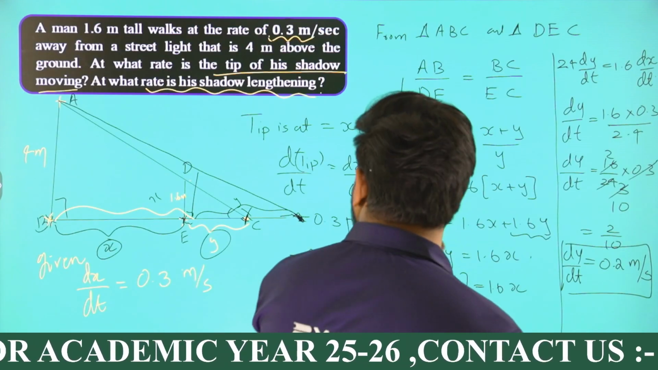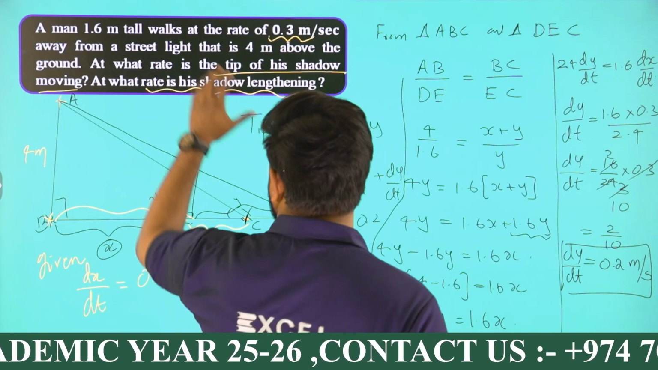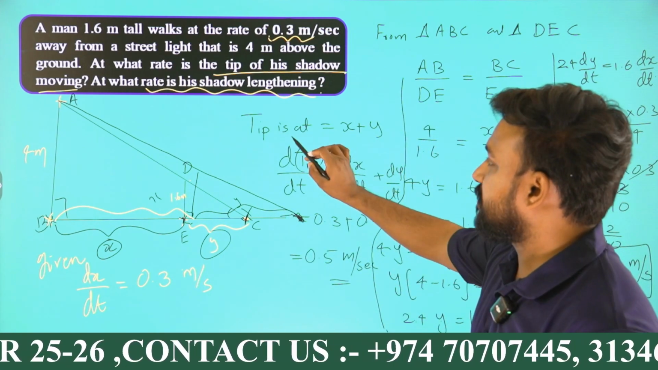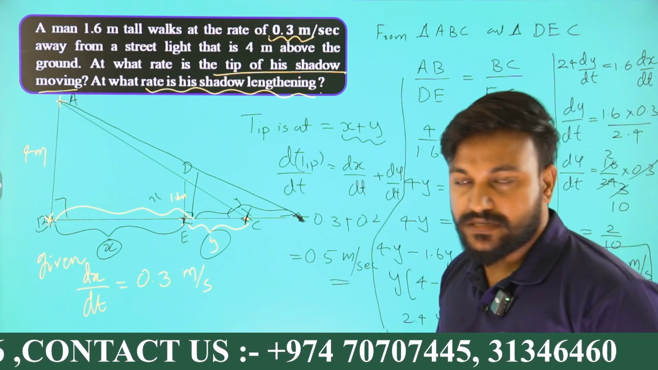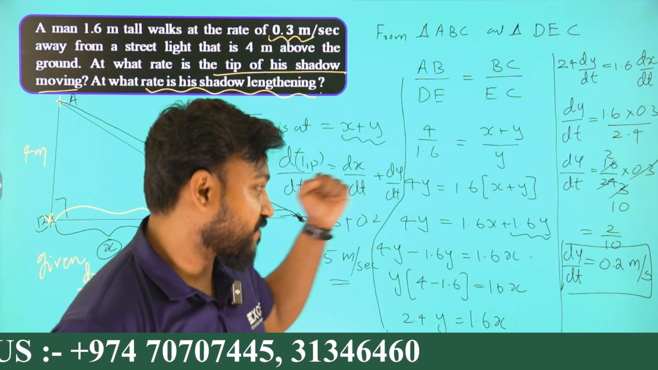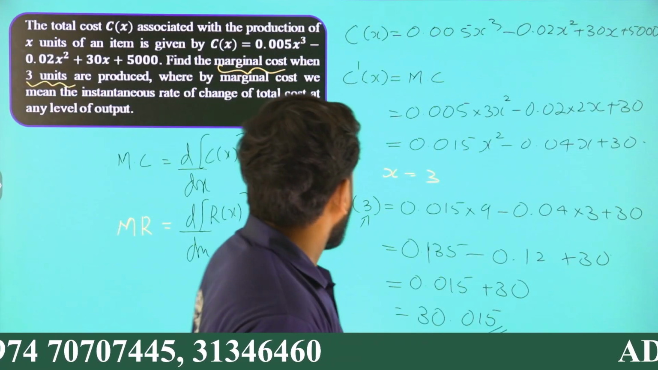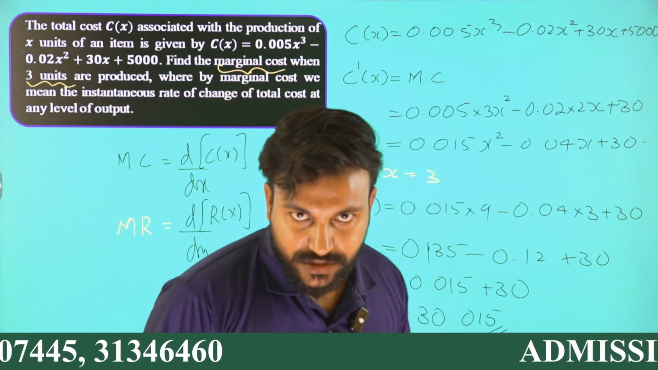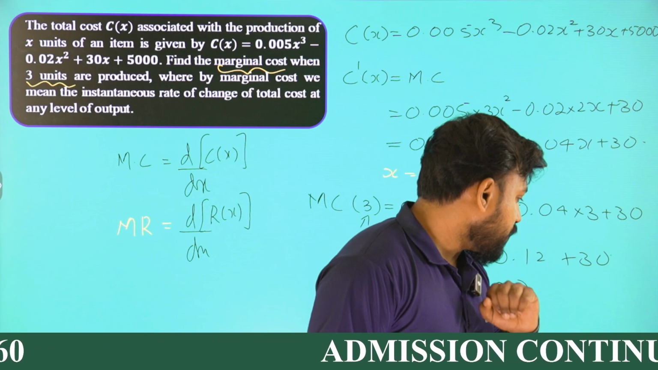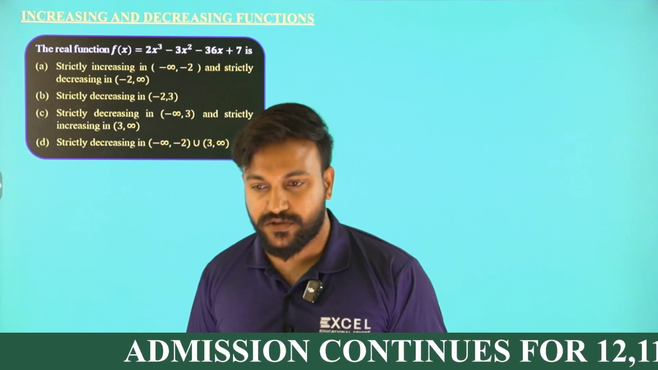And the second type of question is also like they have given one situation, and you have to understand what they ask for. The tip is at x plus y, but the length of the shadow is what? Y. That is the catch in this question. And marginal cost and marginal revenue, easiest thing, just differentiate, put the value, that's it. Okay, now these kinds of questions only you need to expect from rate of change of quantities.